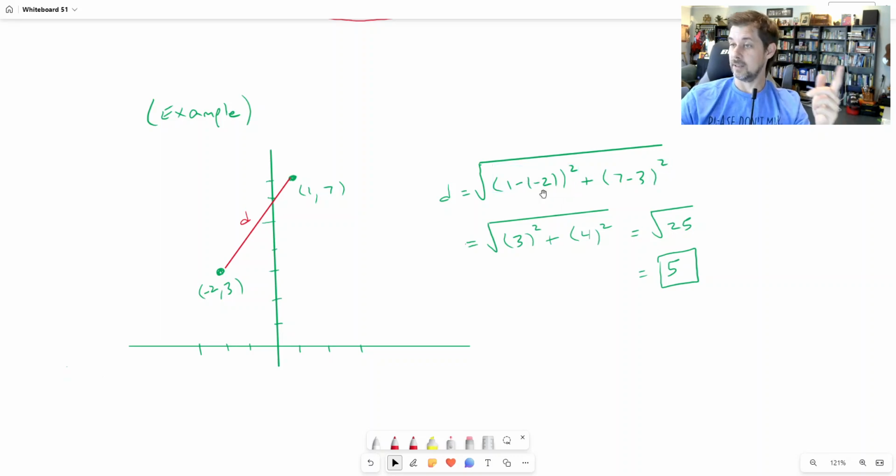1 minus -2 is 1 plus 2 is 3. 7 minus 3 is 4. 3 squared plus 4 squared, 9 plus 16 is 25. Square root of 25 is 5. So that's how the distance formula works in practice.